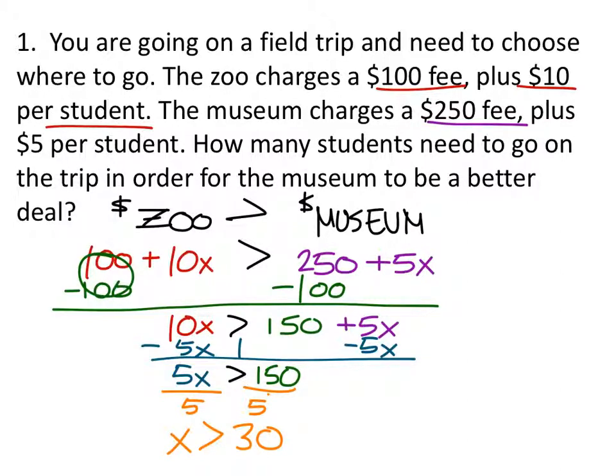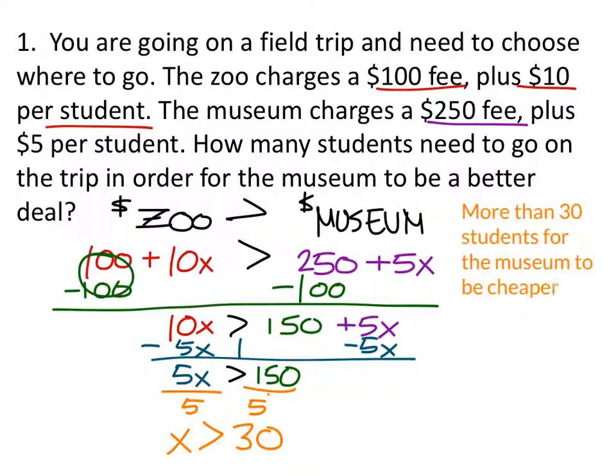So I know x has to be greater than 30, but x represents the number of students. So, you'd have to take more than 30 students for the museum to be cheaper. And that would be the real answer for the sentence right there. It is more than 30 students for the museum to be cheaper.